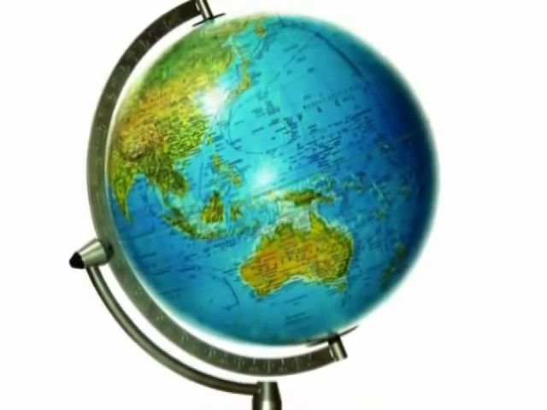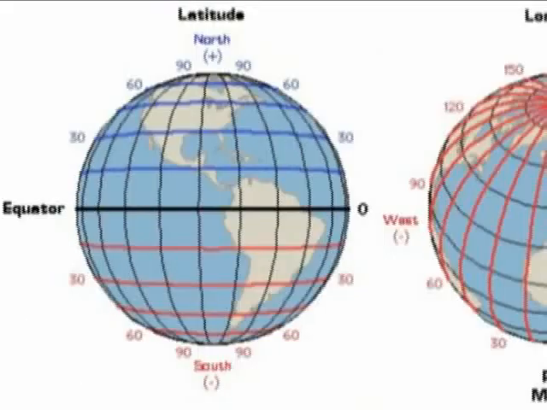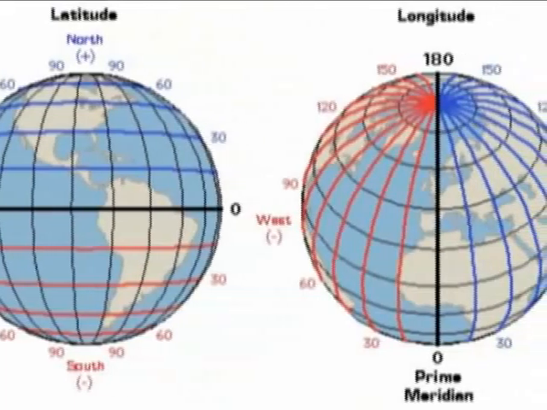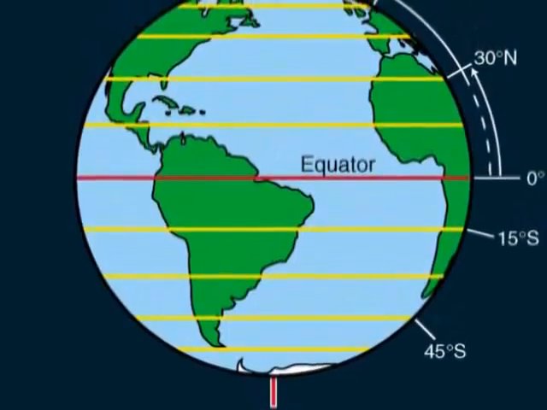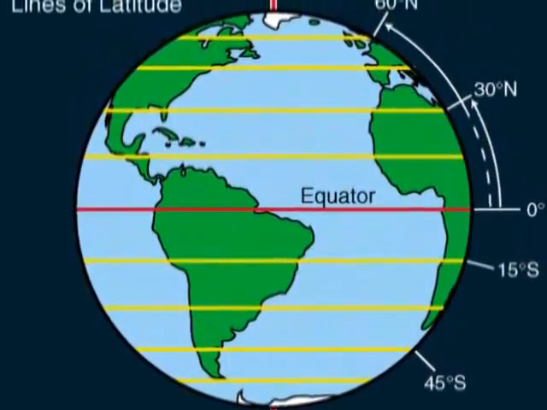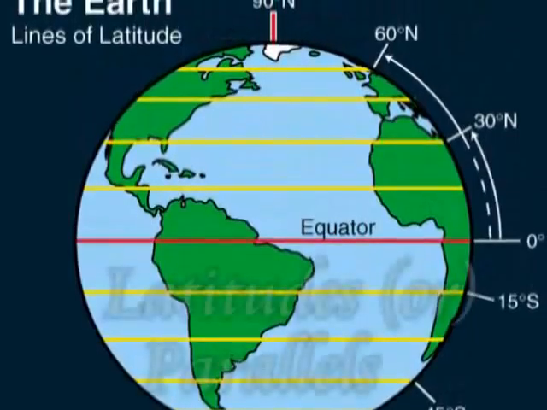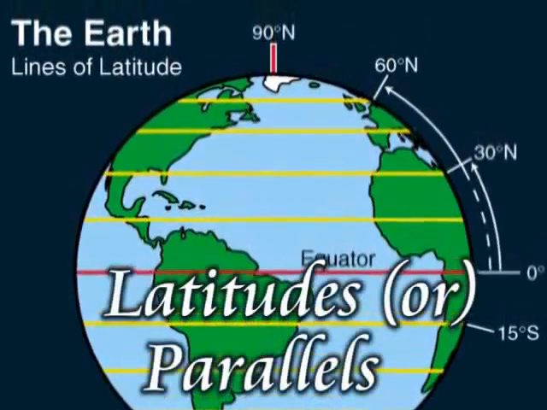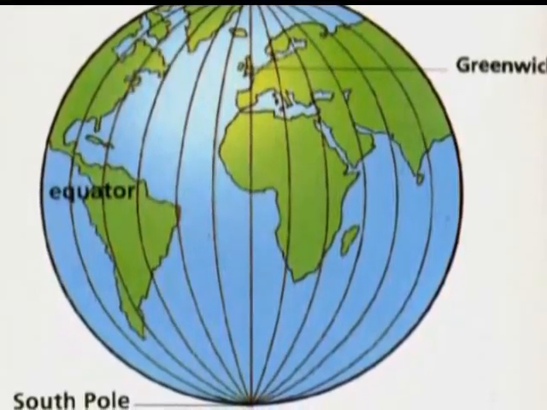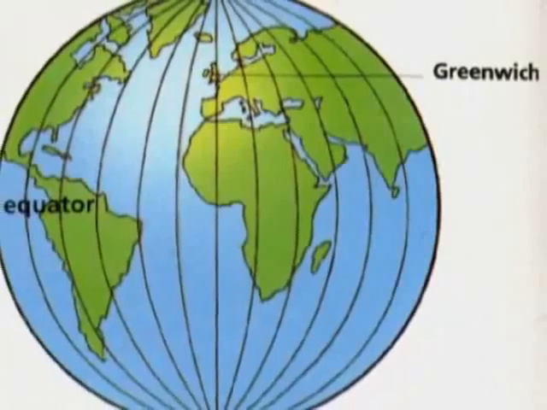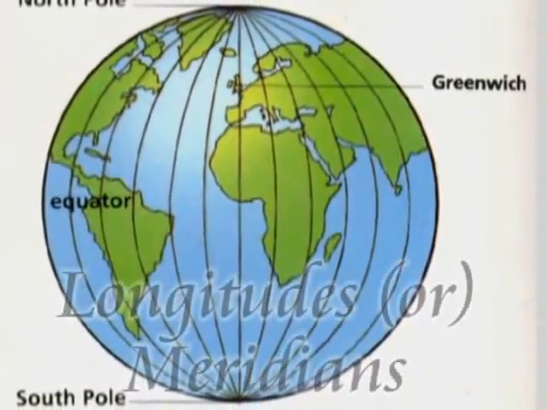Latitudes and longitudes. To locate places on the globe, horizontal and vertical lines are drawn on it. The horizontal lines are drawn parallel to the equator. Like the equator, they go around the earth. They are known as latitudes or parallels. The vertical lines are semicircles that run from the North Pole to the South Pole. They are called longitudes or meridians. Latitudes and longitudes are marked in degrees.